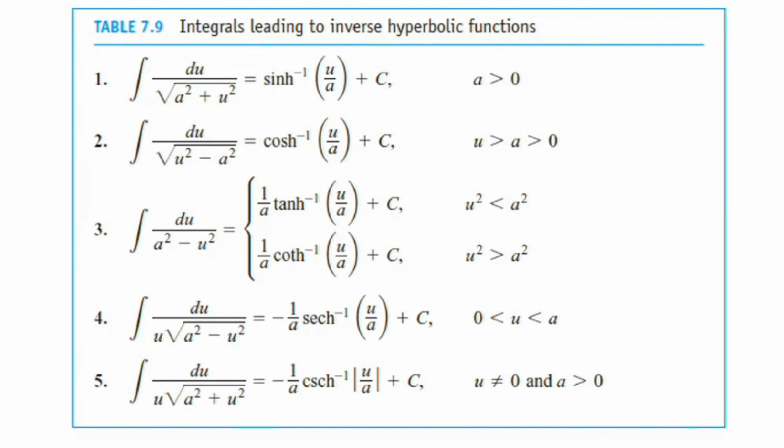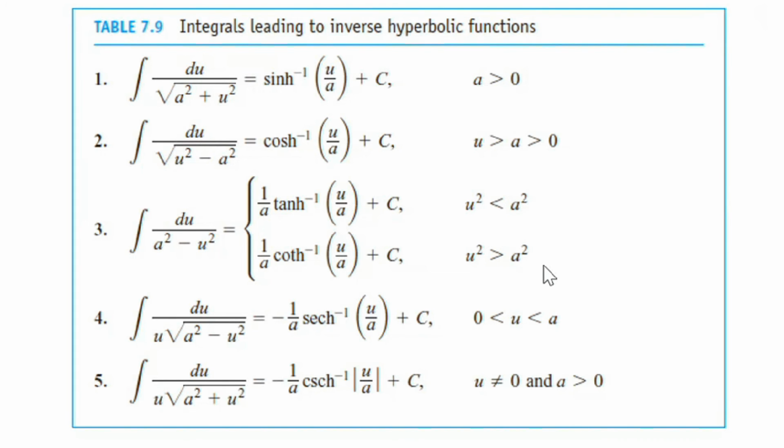For number 3, we have the integral of du over a squared minus u squared is equal to 1 over a of inverse hyperbolic tangent of u over a plus a constant, provided that u squared is less than a squared. And another equivalent for this, we have 1 over a of inverse hyperbolic cotangent of u over a plus a constant, provided that u squared is greater than a squared. So in number 3, we have two answers. It depends on the value of u squared and a squared, whether u squared is less than a squared or u squared is greater than a squared.